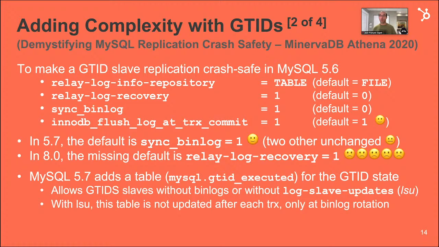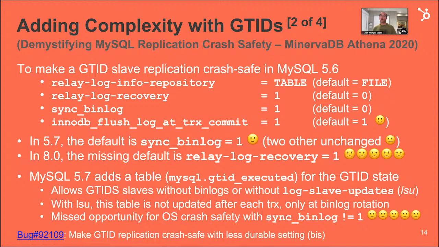A big cost really is the fsync for operating system safety with sync_binlog not 1. So this is a bug only for 5.7. It's the fault of the Facebook bug to make the replication crash safe with less durable settings. And in the bug, I suggest to update the GTID executed table after each transaction.